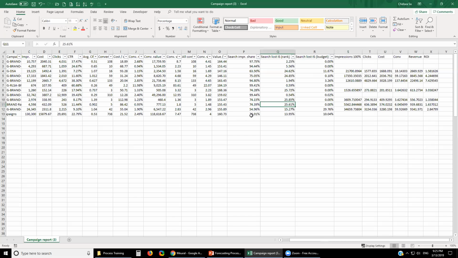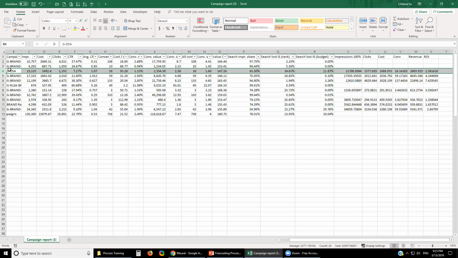And then you might have campaigns that have both. In that situation, what you have to do is do it twice.